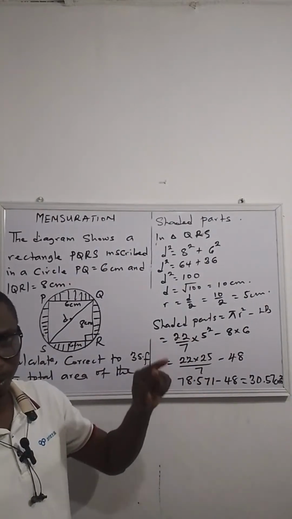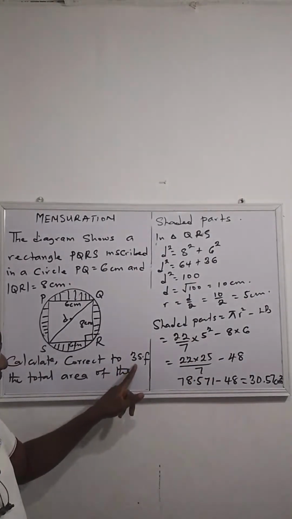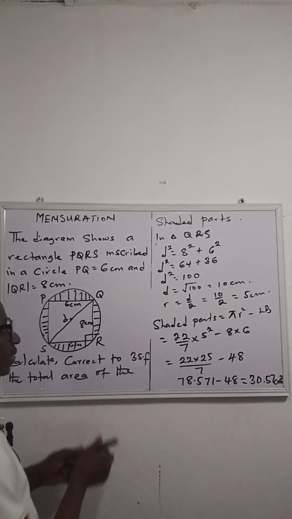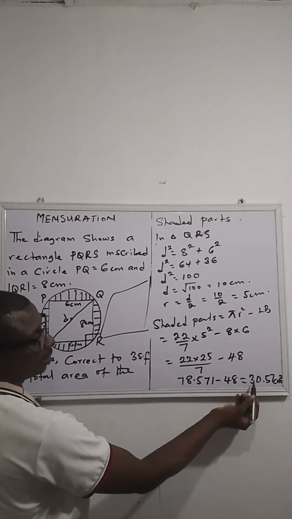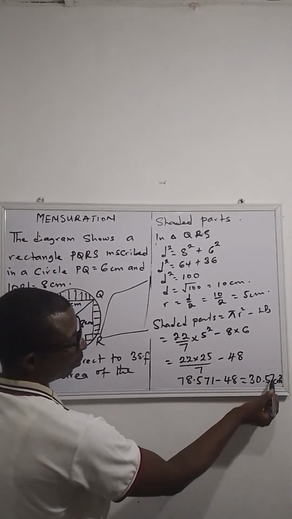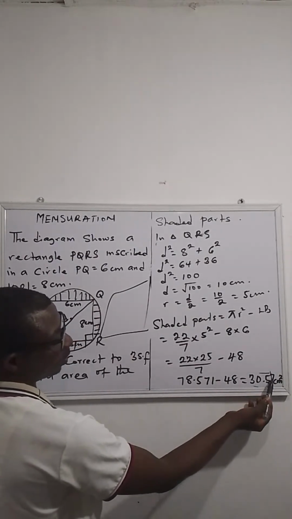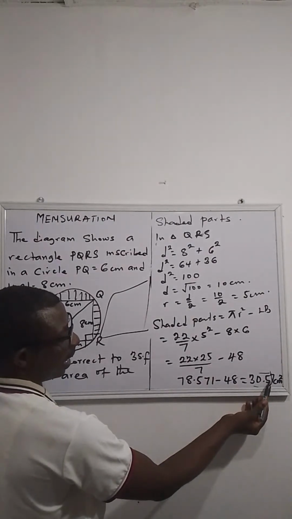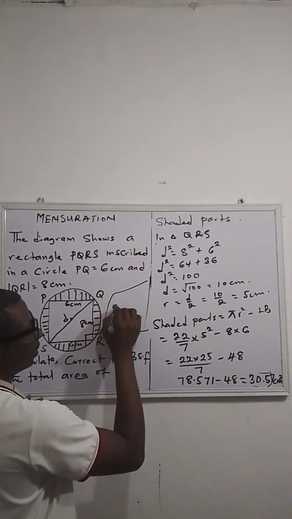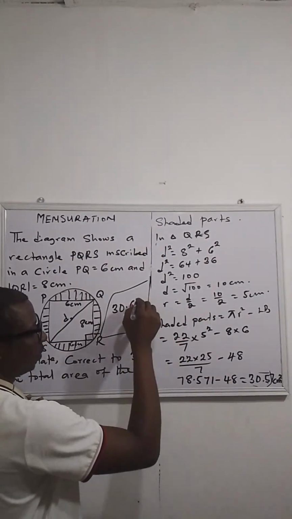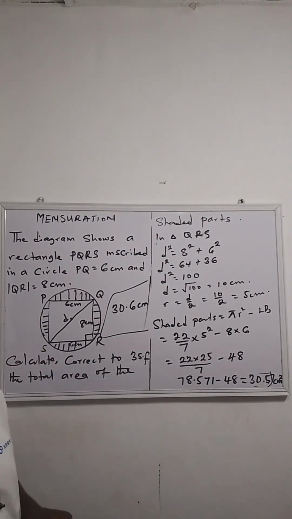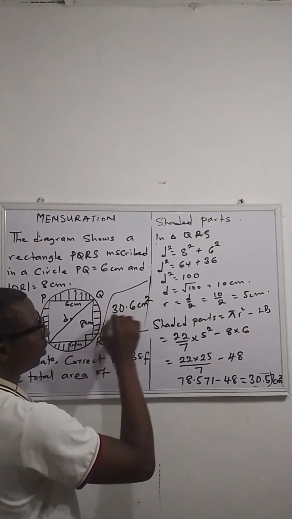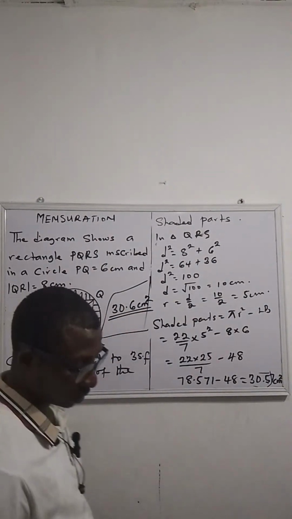But don't forget that the question says correct your answer to 3 significant figures. So what is going to be the answer? Final answer now, 3 significant figures. The first significant digit here is 3. Just count 3. 1, 2, 3. So this is what you are writing out. But look at the next one. Is it up to 5? It is up to 5. So you increase the last count by 1. So you have 30.6. And you throw the remaining ones away because the digit is after the decimal point. So the answer is 30.6 centimeter square. So this is the area of the shaded region.